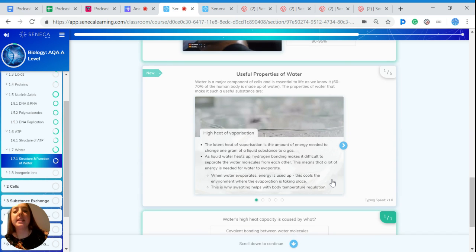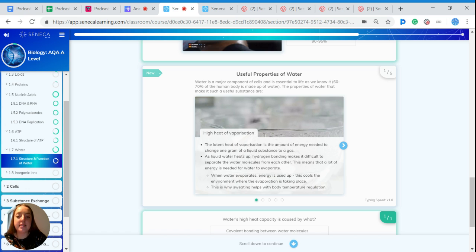I'm going to take a look at the useful properties of water for you. So water has a high heat of vaporization. The latent heat of vaporization is the amount of energy needed to change 1 gram of a liquid substance to a gas. As liquid water heats up, hydrogen bonding makes it difficult to separate the water molecules from each other. This means that a lot of energy is needed for water to evaporate.